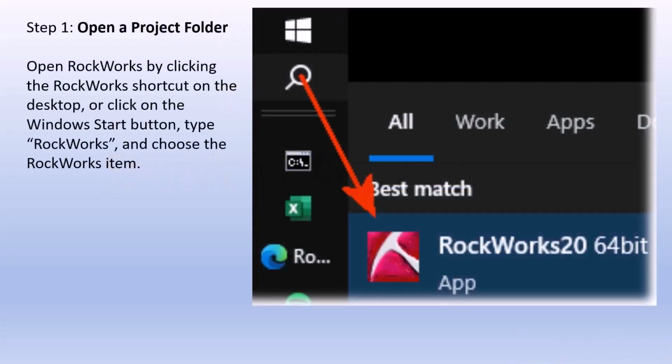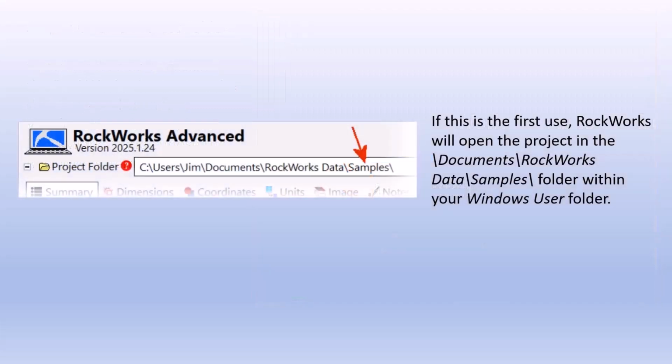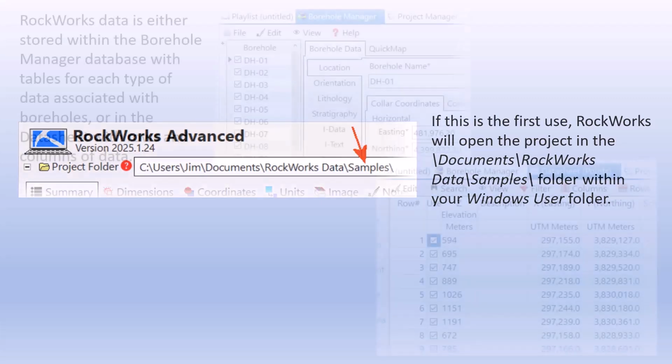Step 1. Open a project folder. Open RockWorks by clicking the RockWorks shortcut on the desktop or click on the Windows Start button, type RockWorks, and choose the RockWorks item. If this is the first use, RockWorks will open the project in the Documents, RockWorks, Data, Samples folder within your Windows user folder.